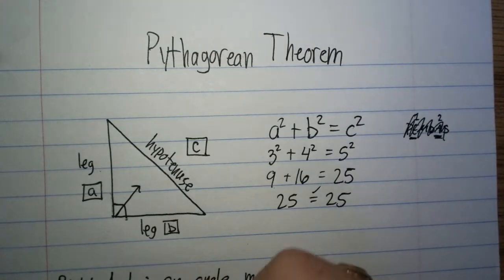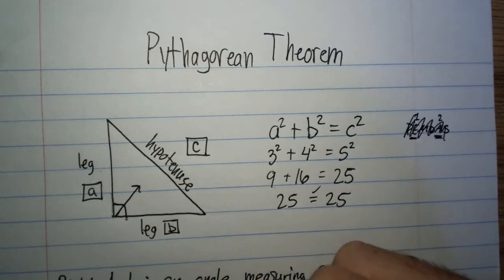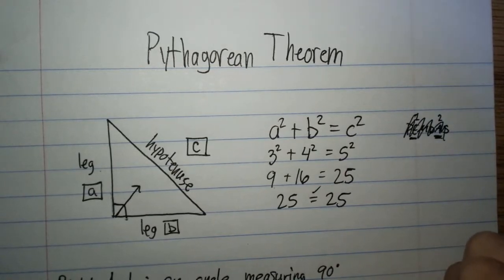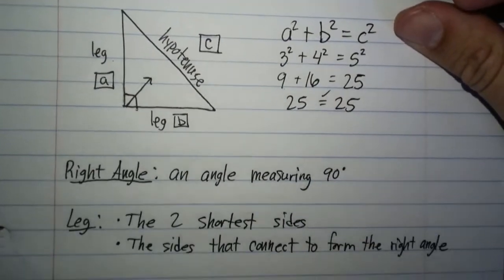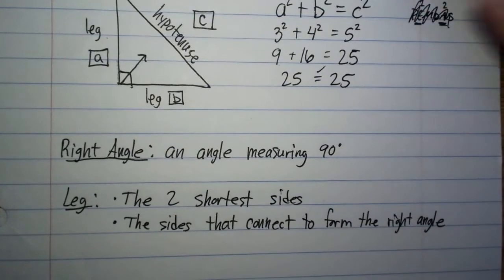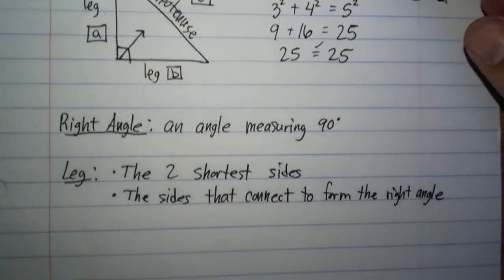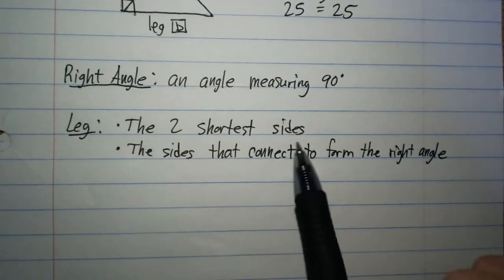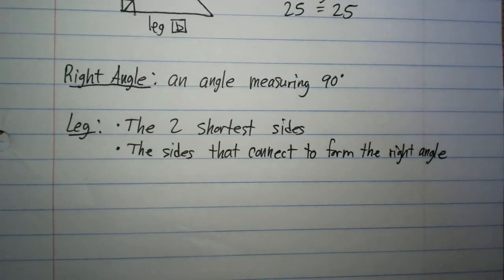They're also the sides that connect to form the right angle. Sorry about that. So your legs are the two shortest sides. They connect to form the right angle.